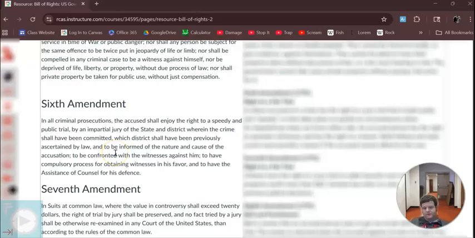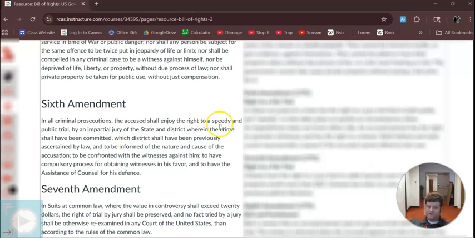Now, with the Sixth Amendment, we're looking at: in all criminal prosecutions, the accused shall enjoy the right to a speedy trial, a public one, by an impartial jury of the state and district wherein the crime shall have been committed, which district shall have been previously ascertained by law, and to be informed of the nature and cause of the accusation, to be confronted with witnesses against him, to have compulsory process for obtaining witnesses in his favor, and to have assistance of counsel for his defense. The Sixth Amendment is, how does one go about carrying out trials?